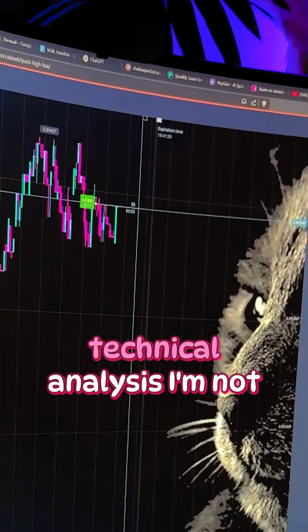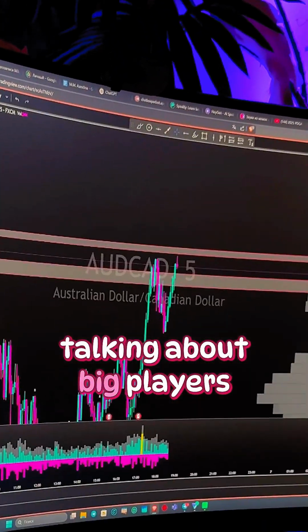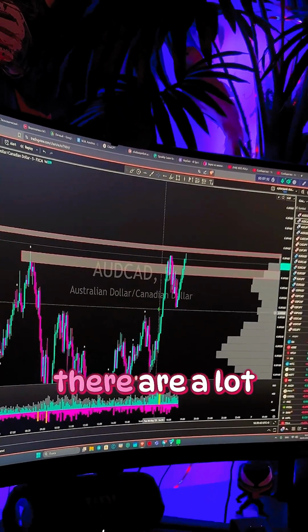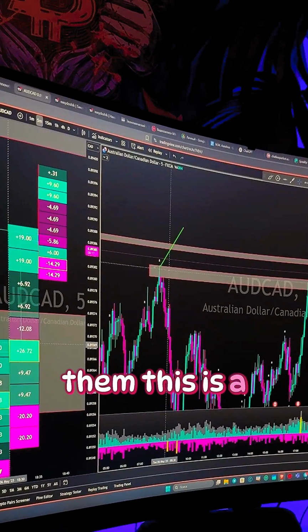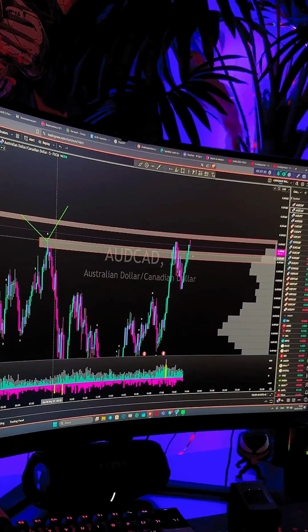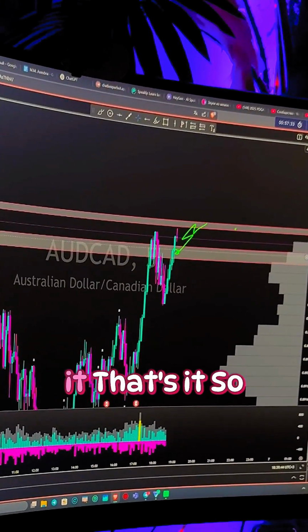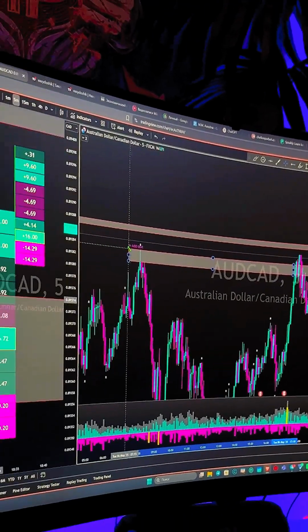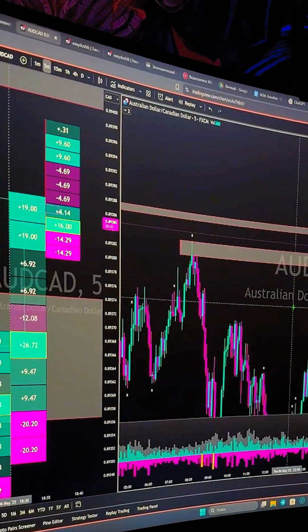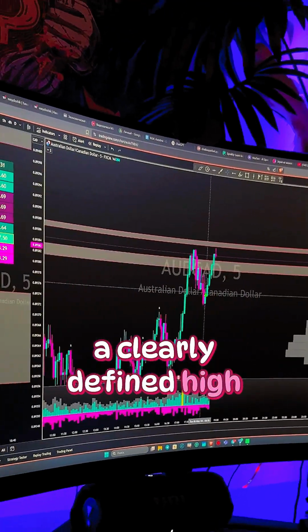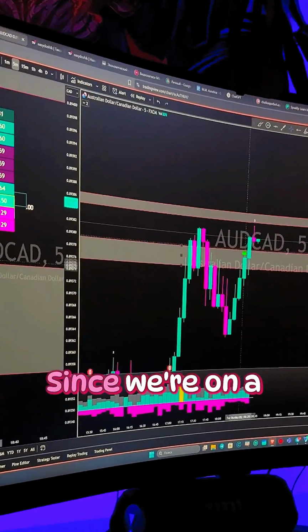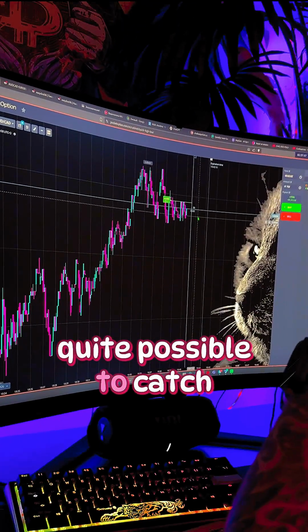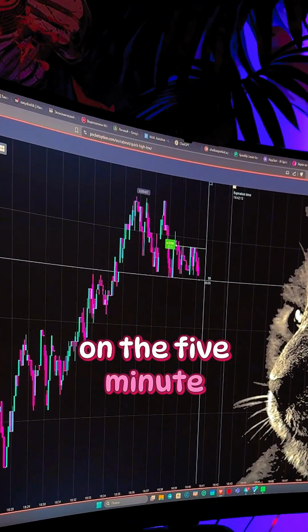People who trade using technical analysis, I'm not talking about big players, but regular traders, there are a lot of them. And for them, this is a very clear high point that stands out. So they might try to do something from it. So when there's nowhere else to go, if you have this kind of local level, a mirror level with a clearly defined high, you can try to use it. Since we're on a small time frame, it's quite possible to catch a reaction from there on the 5-minute chart.